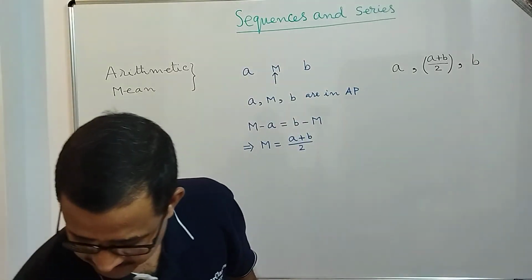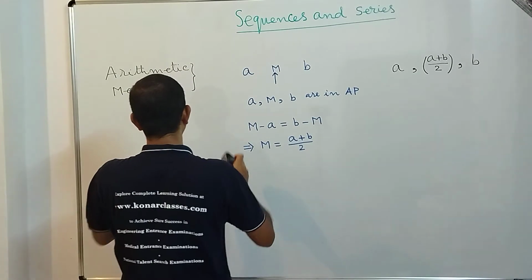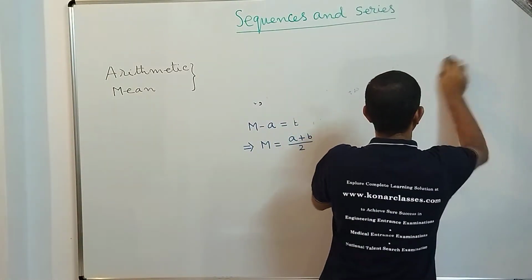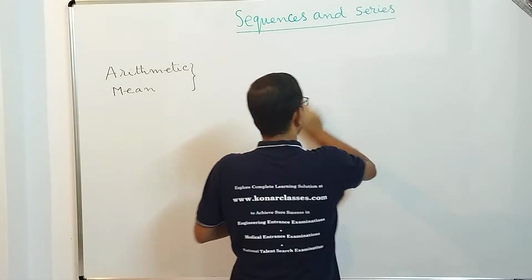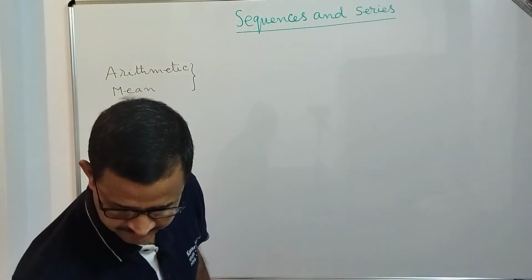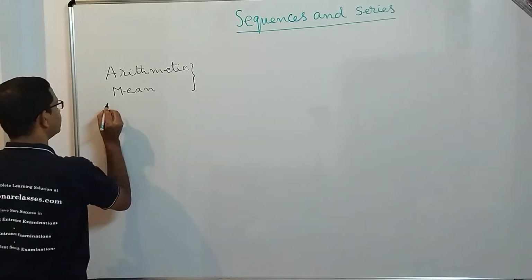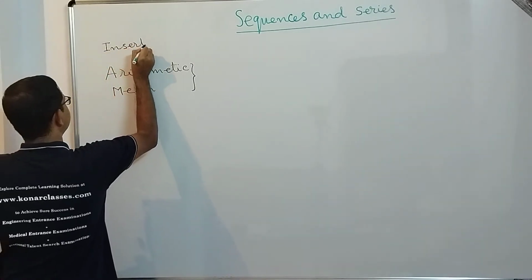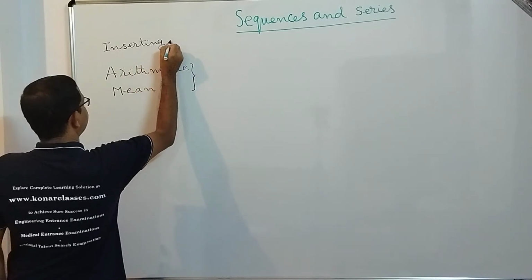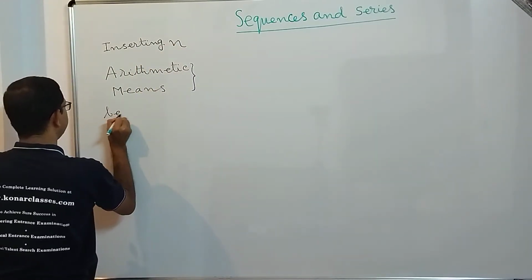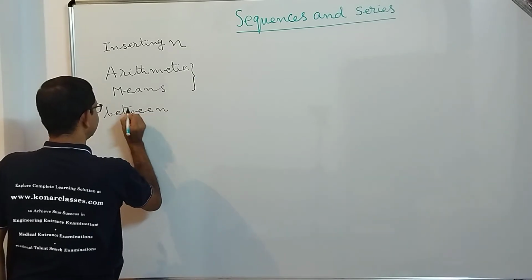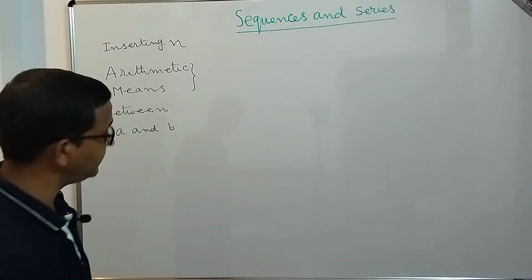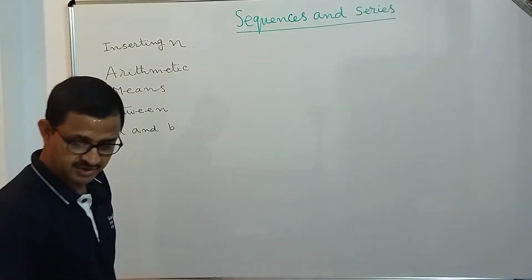What does it mean? First, let me write it down. Inserting n arithmetic means between A and B, that we are going to discuss now. A and B are two numbers, and we are going to insert n arithmetic means. How we are going to do that, we are going to see it here.